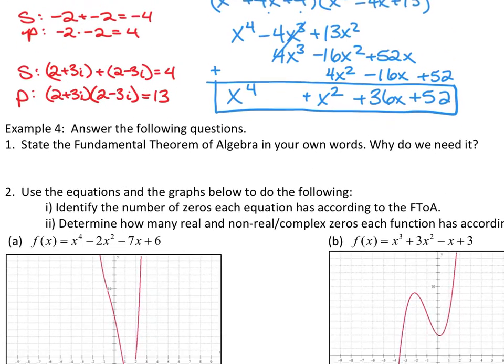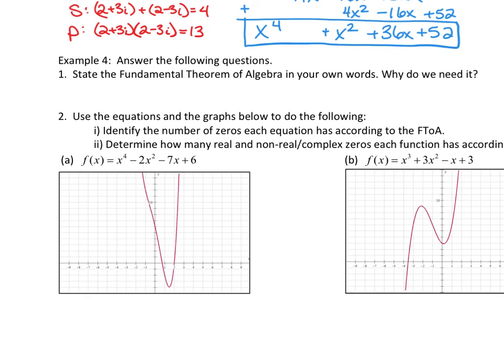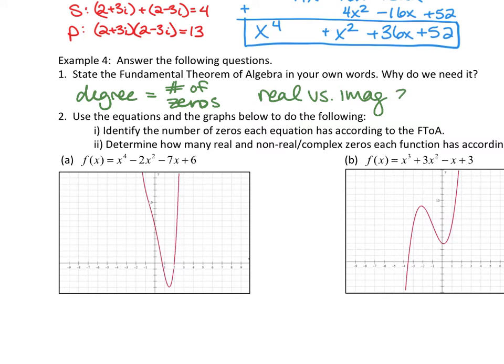All right, let's talk about the fundamental theorem of algebra again. So what is the fundamental theorem of algebra? We've kind of been using this idea for a while, but basically the fundamental theorem of algebra is that the degree of the polynomial should equal the total number of zeros. We just now know that some of those zeros may be imaginary and some of them may be real. And that's why we need the fundamental theorem of algebra to tell us how many real versus imaginary solutions or zeros our graph or our function is going to have.